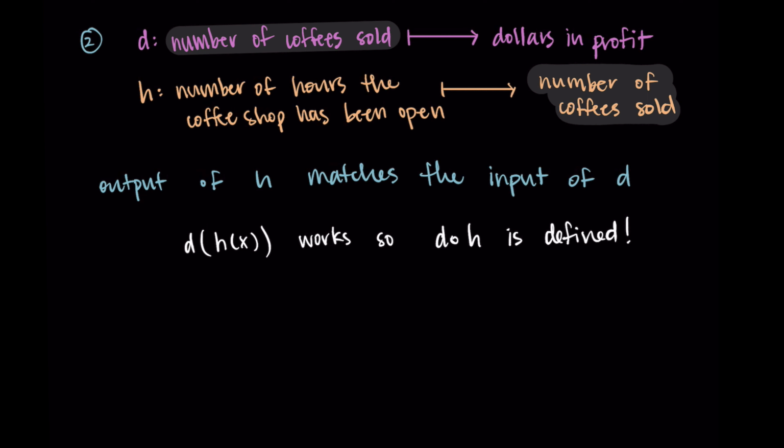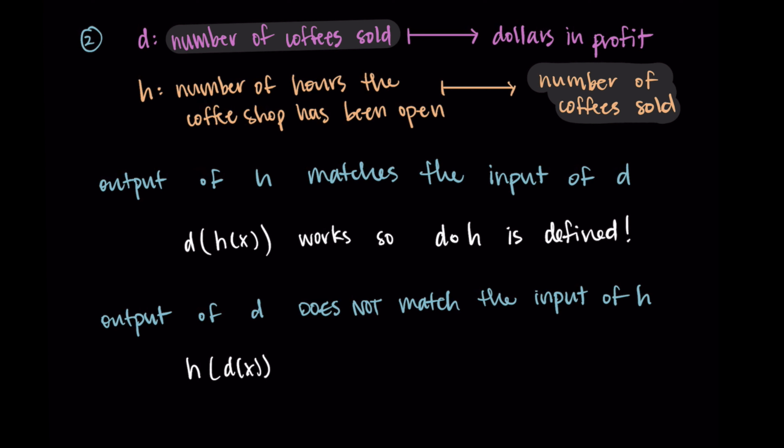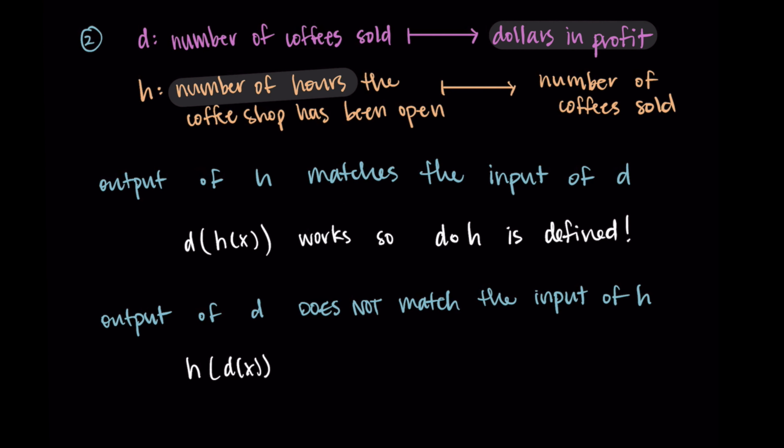But because this worked, this means the other composition won't. So the output of d does not match the input of h. So we can't do d first and then h because they don't match up. So if we did d at the beginning, like h of d of x, we would get an output of dollars in profit, and that's not a valid input for h. So we can't do h of d of x, and so h composed with d is not defined as a composition.